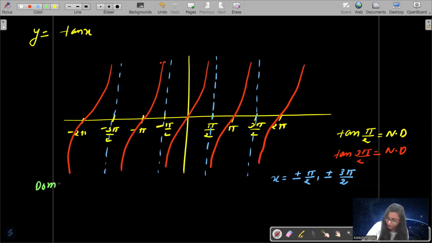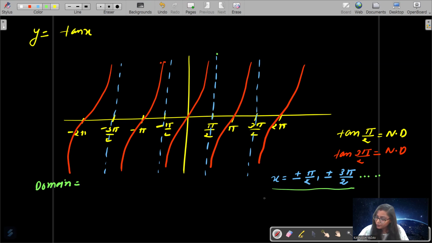So first of all, domain. Here we can see these strip lines. On these lines, the points where tan x is not defined. So that's why when x equals plus minus pi by 2, plus minus 3 pi by 2 and so on, at these points the function is not defined. It means the curve does not meet this line, or we can say this point is an asymptote.